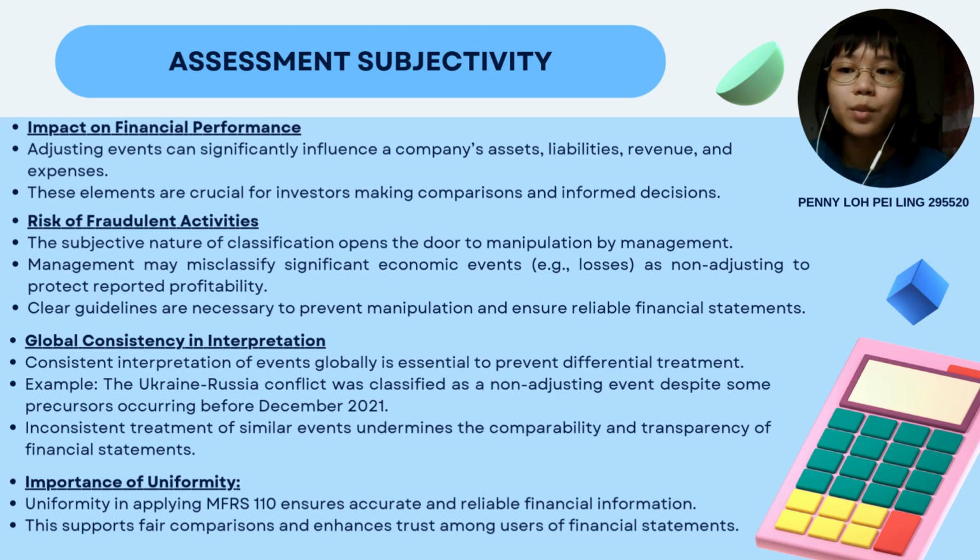The third is global consistency in interpretations. Consistent interpretation of events globally is essential to prevent different treatment. So, inconsistent treatment of similar events undermines the comparability and transparency of financial statements. And the last one is importance of uniformity. Uniformity in applying MFRS 110 ensures accurate and reliable financial information. This supports fair comparison and enhances trust among users of financial statements.